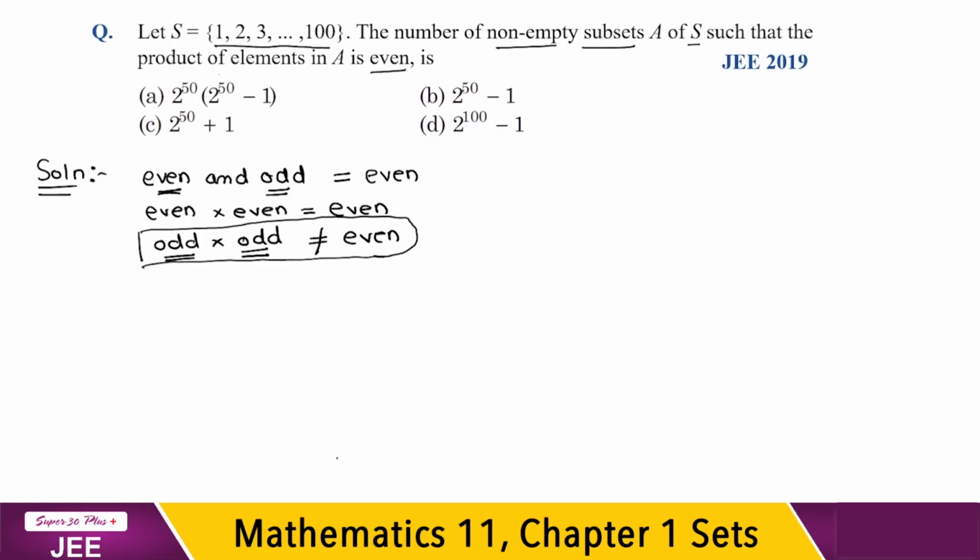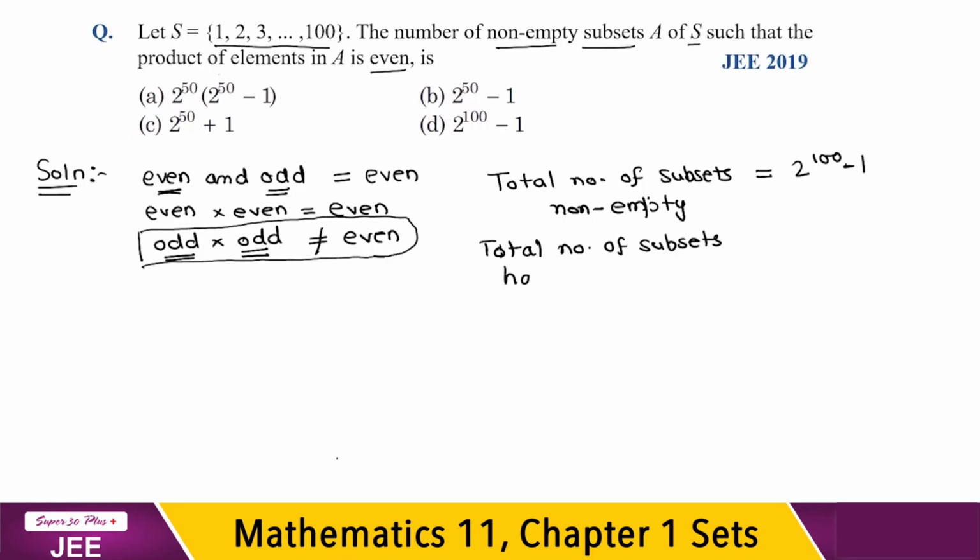Alright, so what we are going to do is count the total number of subsets which are non-empty. So this is going to be simply 2 raised to the power 100 minus 1 because there are 100 total elements. So the total number of subsets is 2 raised to the power 100 and 1 is subtracted because we were interested in non-empty subsets. Now we will count the total number of subsets having odd elements only, and that too non-empty.